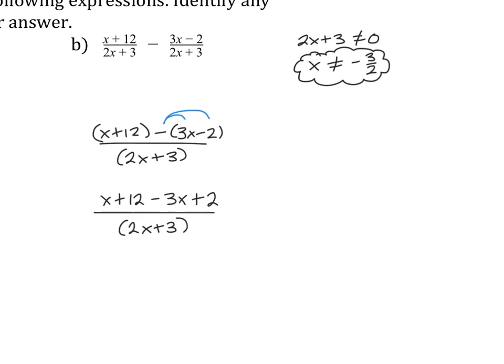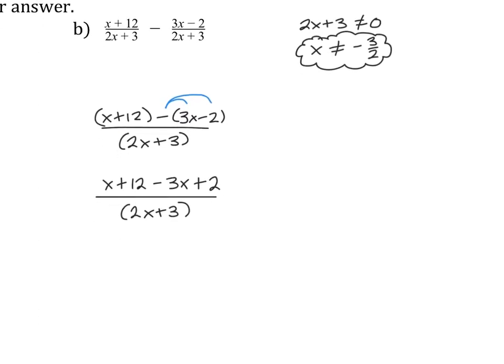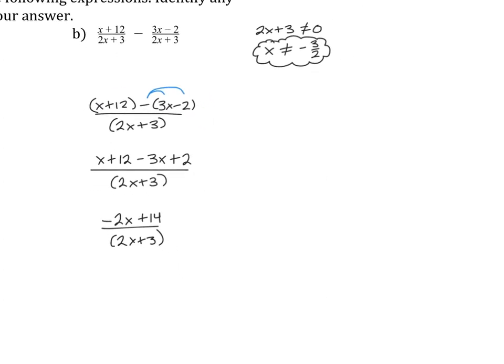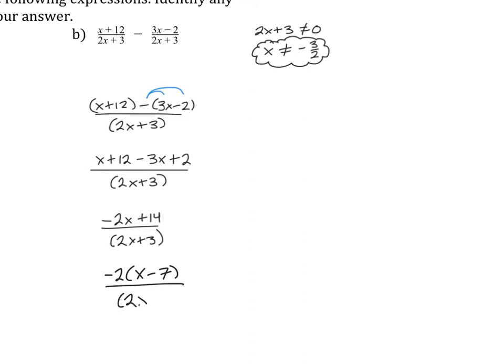And now we can combine like terms. So this will leave us with negative 2x plus 14 over 2x plus 3. And again, we can factor our numerator just to check for any possible way to simplify. So we could factor out negative 2, and then that gives us x minus 7 over 2x plus 3.